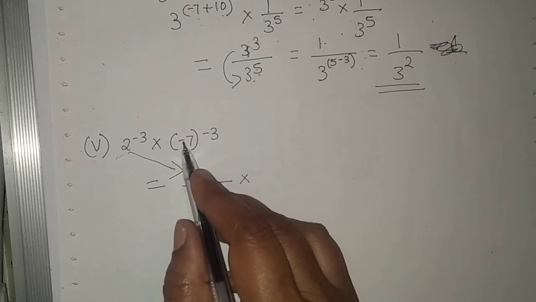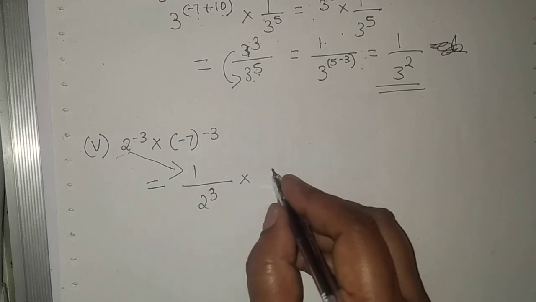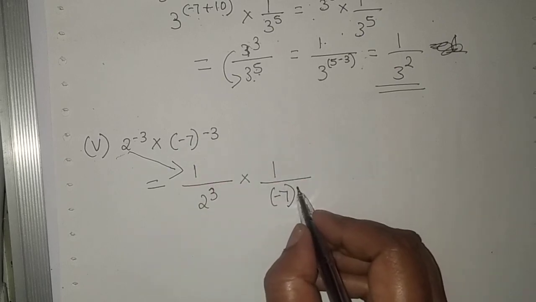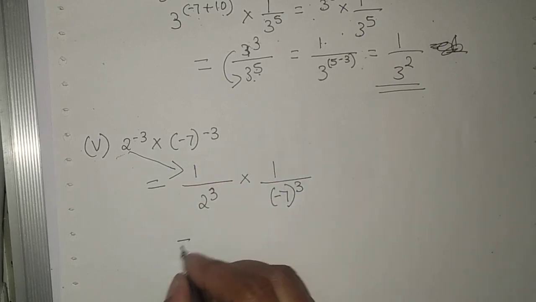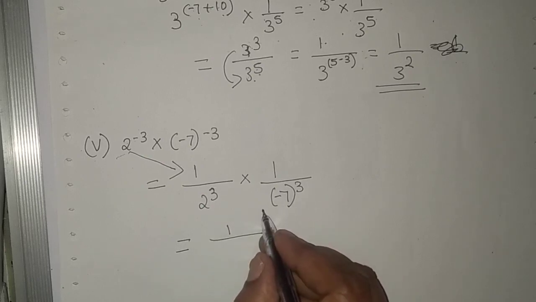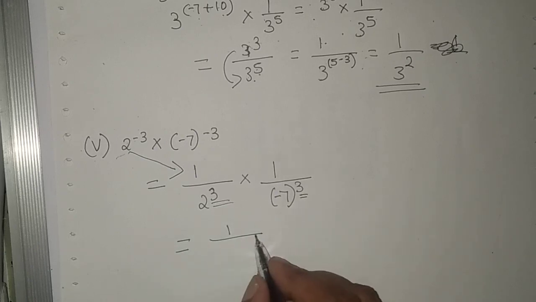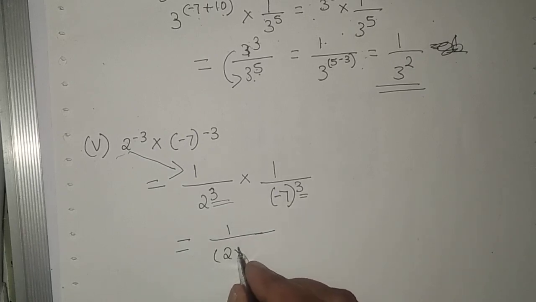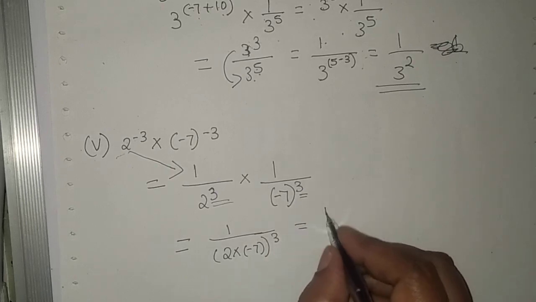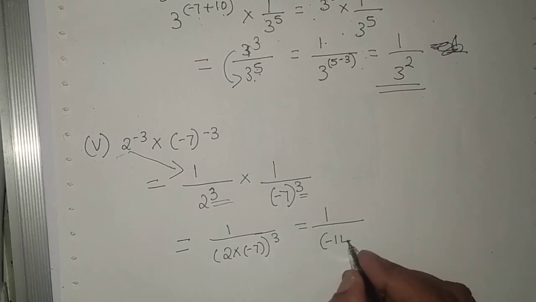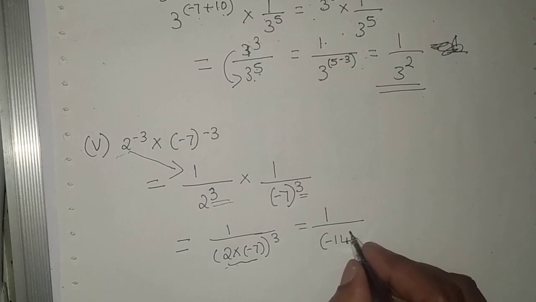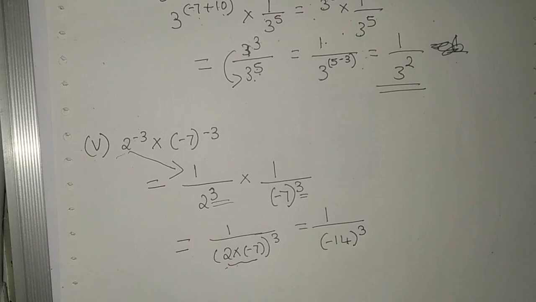Then minus 7 to the power of minus 3 can be written as 1 by minus 7, this minus becomes plus. Therefore 1 by, since the powers are same here, this can be written as 2 into minus 7 the whole cube, which is equal to 1 by minus 14. Multiply these two, 2 into minus 7 is minus 14 to the power of cube.